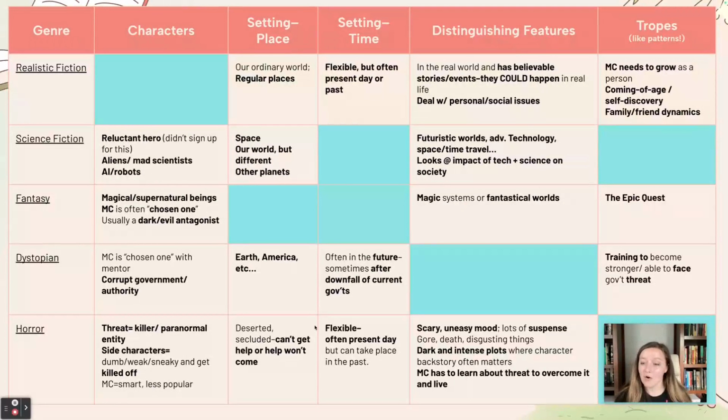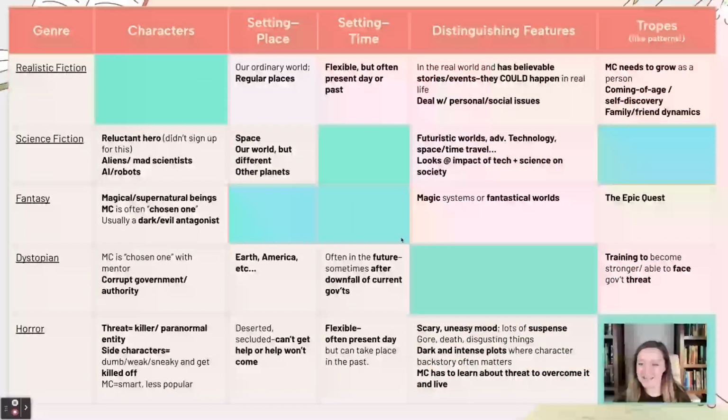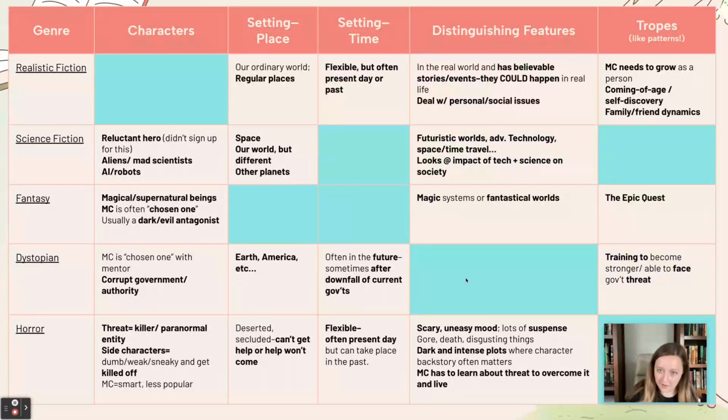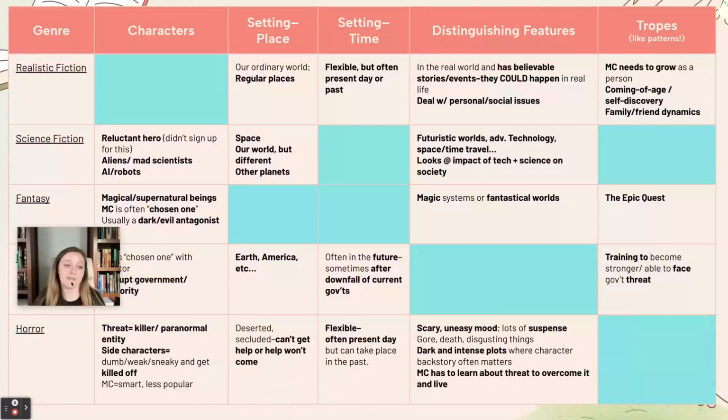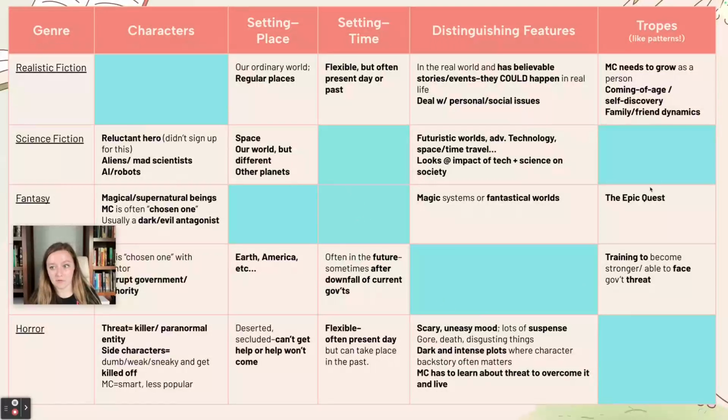I have listed out a lot of the different patterns and rules and traditions around these genres, and I have left just a few blank. I want you to fill those in on your own. I want you to see what patterns you can figure out, or what that genre needs in order to fit. That means your chart, when you are finished with it, should have every single box filled, even the blue boxes. Those are the ones left for you.